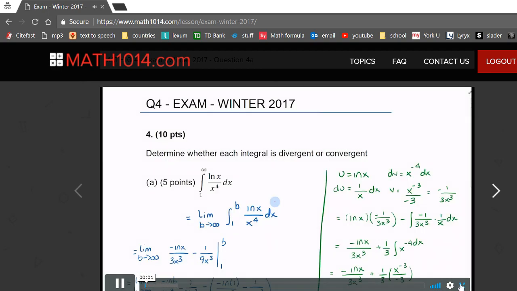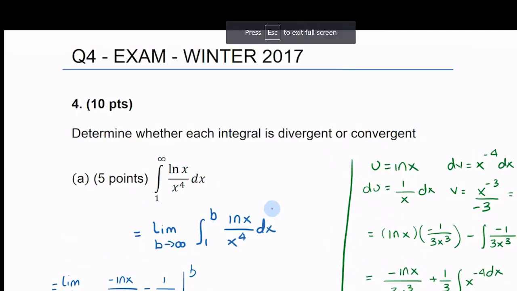Determine whether each integral is divergent or convergent. Looking at this integral, we have an infinity on the boundary, so this is an improper integral. The very first thing we have to do is rewrite it as a limit with a letter approaching infinity. Let's go ahead and make it limit as b approaches infinity. Therefore, the integral becomes the integral from 1 to b of ln x divided by x to the 4 dx.